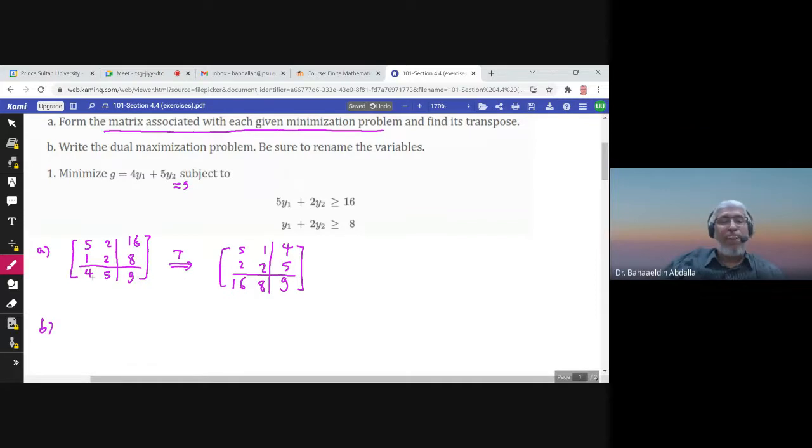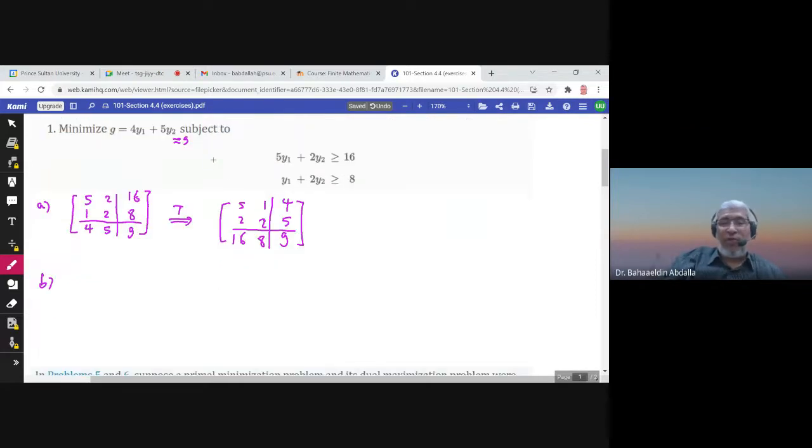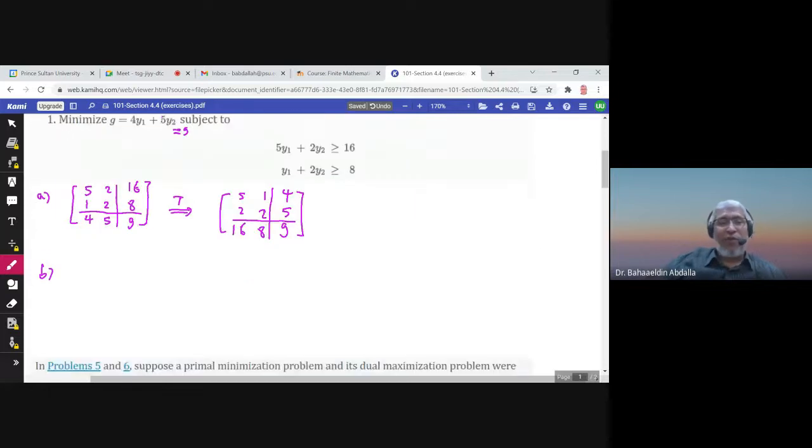Now part B, write the dual maximization problem. Be sure to rename the variables. We said here the variables are y1, y2, while in the transpose we will call them x1, x2. And now the dual maximization problem would be maximize, not minimize, and the objective function we will call it f, and I will have it from the last row, from the objective row of the transpose matrix. So it would be 16 x1 plus 8 x2 subject to, and now I write the constraints.